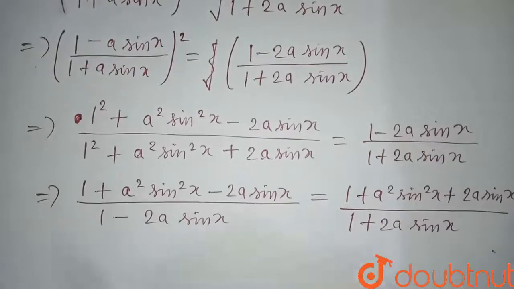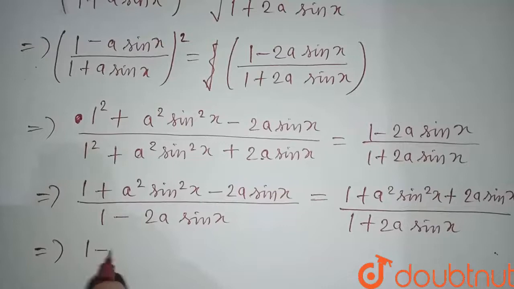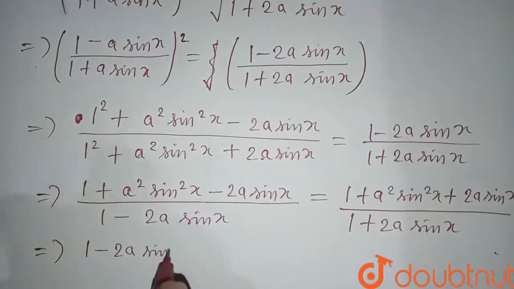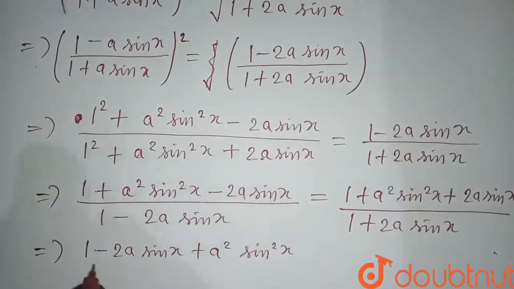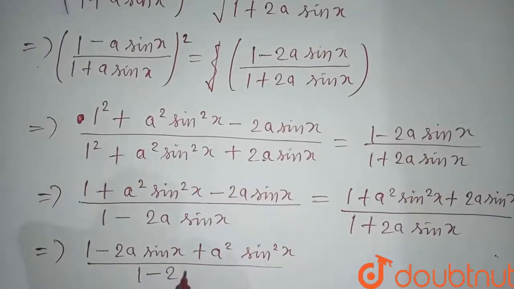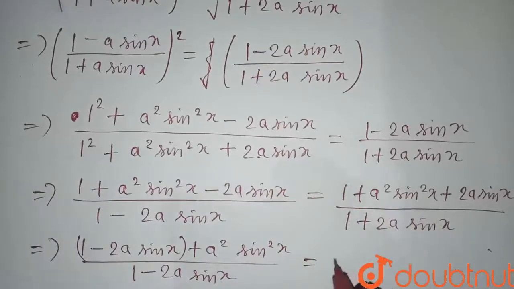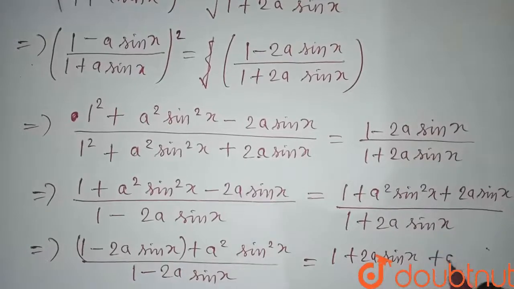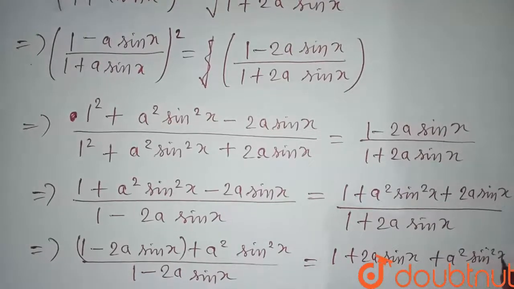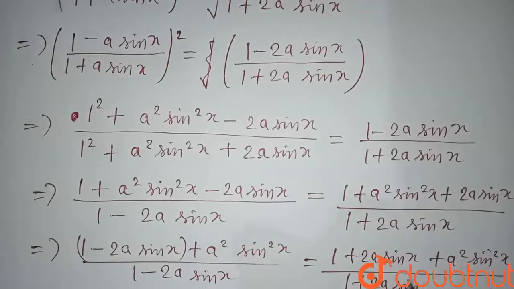Now we can rearrange this term as 1 minus 2a sin x plus a squared sin squared x divided by 1 minus 2a sin x. And here also we can rearrange this numerator term, so this will be 1 plus 2a sin x plus a squared sin squared x, and it is divided by 1 plus 2a sin x.